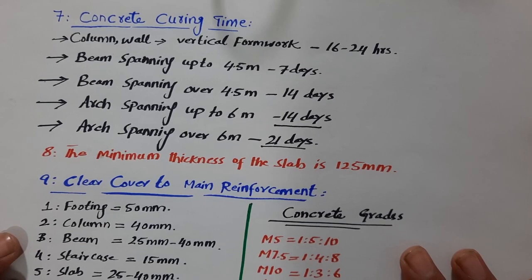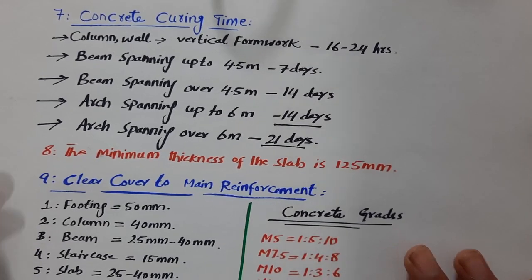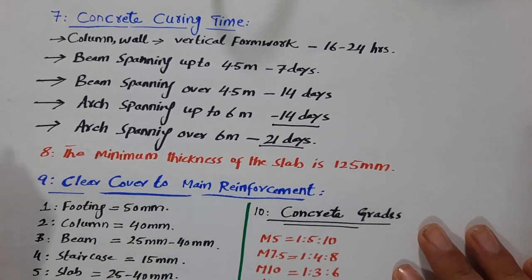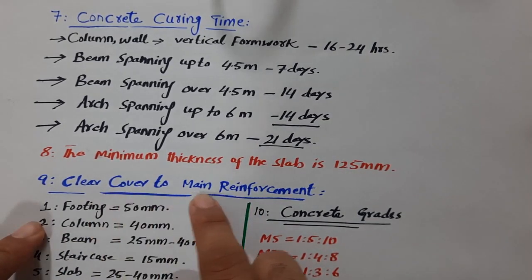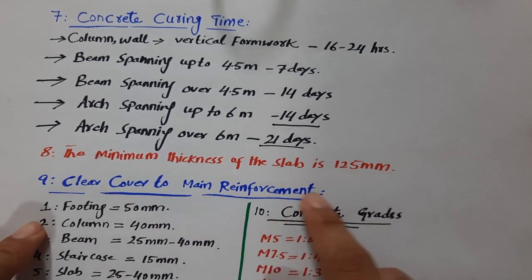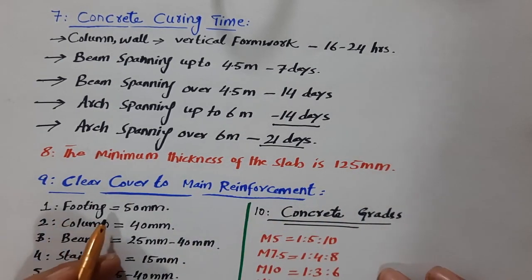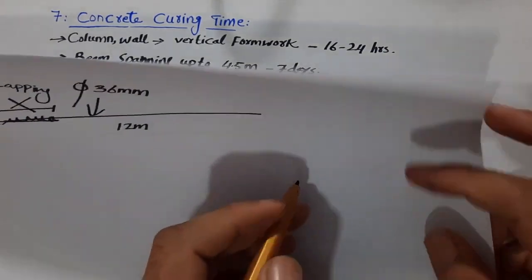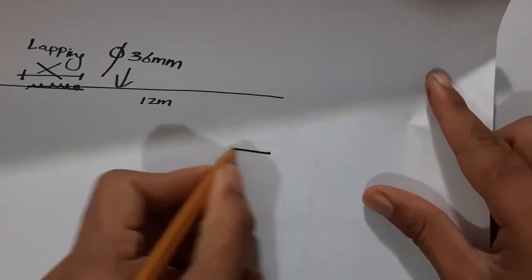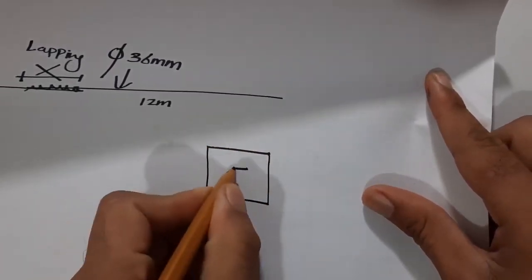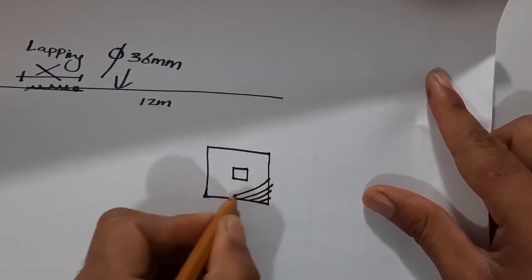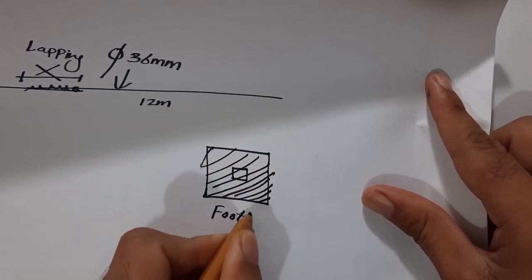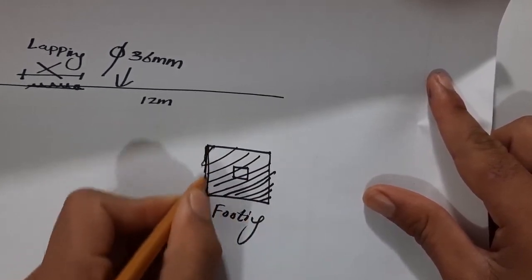Now, guys, the next one is the last one, you can say, not the last one. The 9th one is, this is the 10th one. Okay, the 9th one is clear cover for concrete reinforcement, or clear cover to main reinforcement. So the first one is, guys, footing. So let me guide you for footing. Guys, you can see this is footing. Okay, inside the footing, this is column. Okay, this is footing, guys. Okay, so the footing concrete cover.